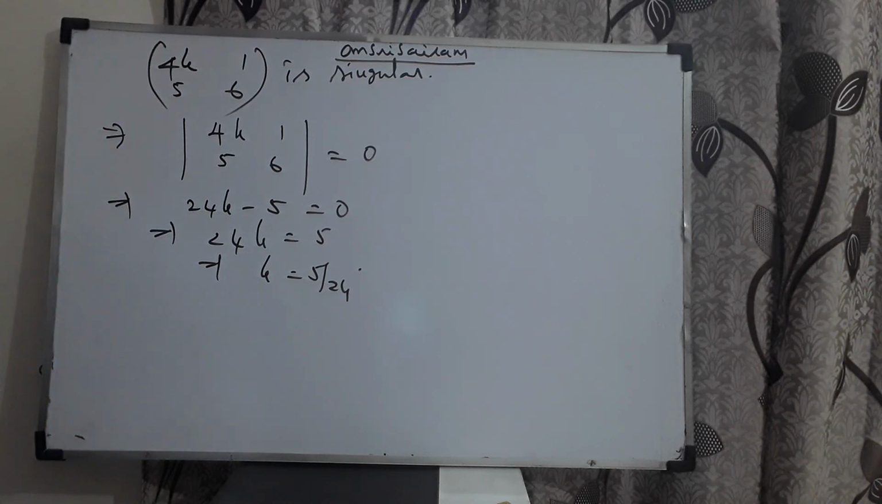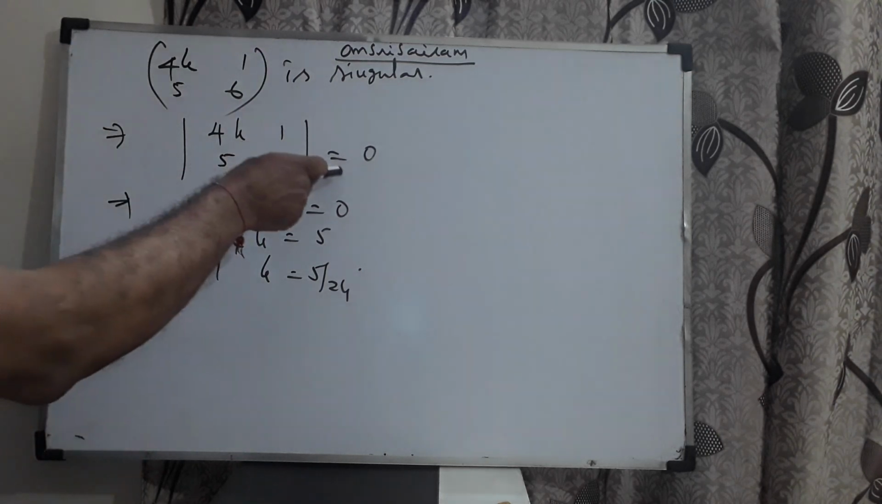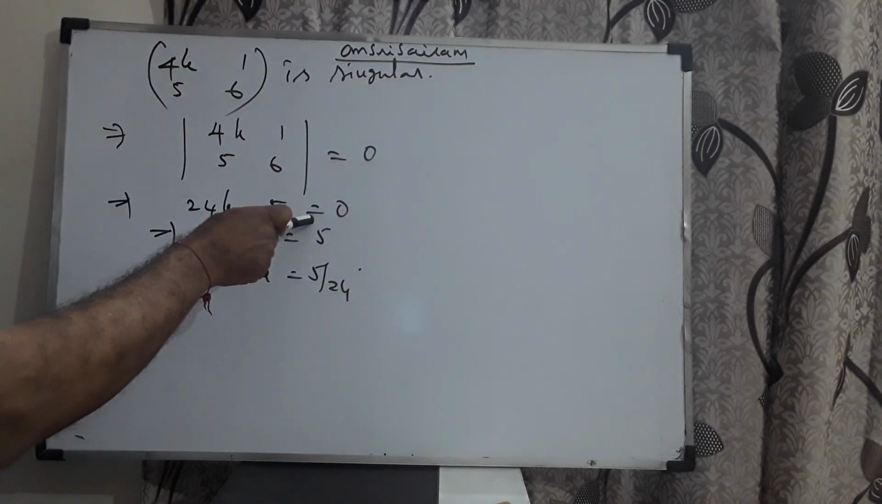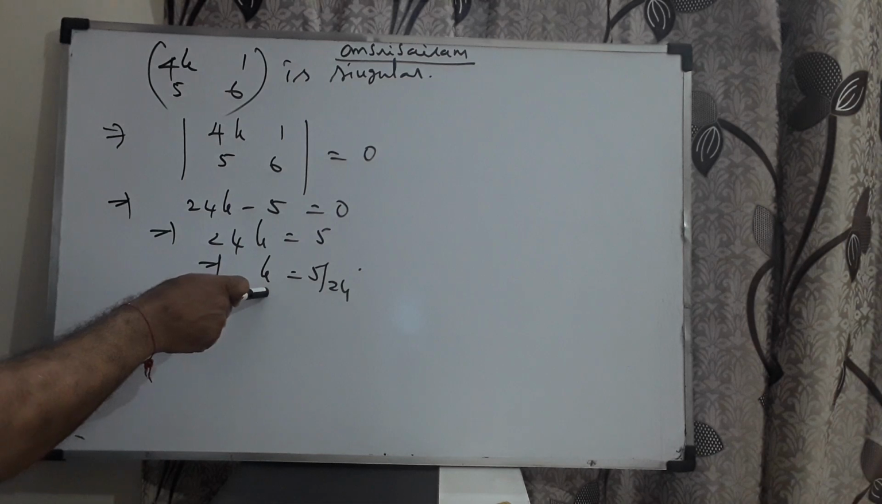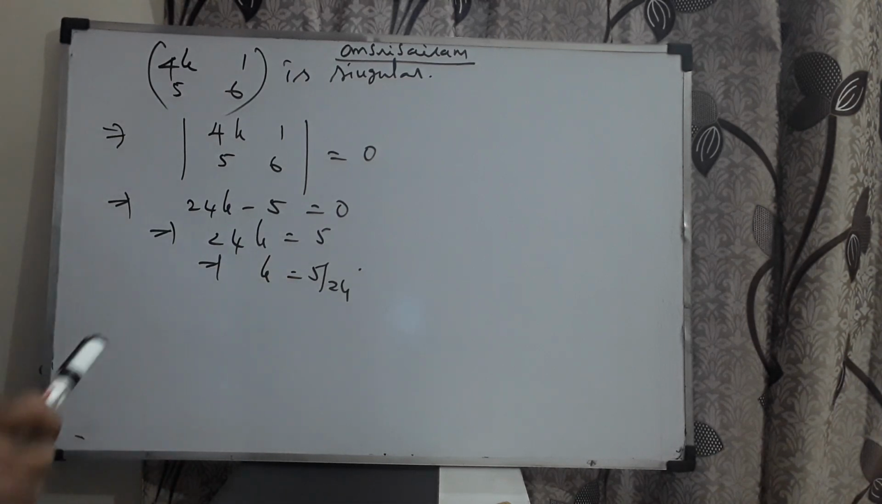Therefore, here if it is given as non-singular, I'll put not equal to 0 here. I'll put k not equal to 24 by 5. The conclusion I'm going to give here is, if it is non-singular, k can take any real value other than 24 by 5. That is the answer you are supposed to give.